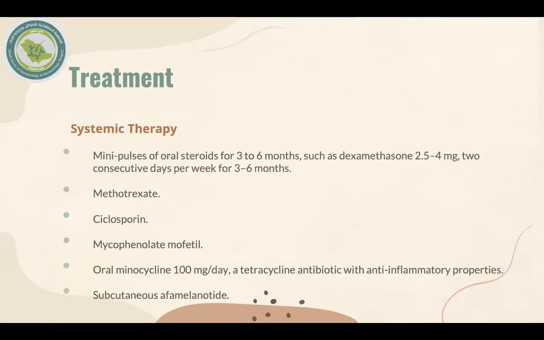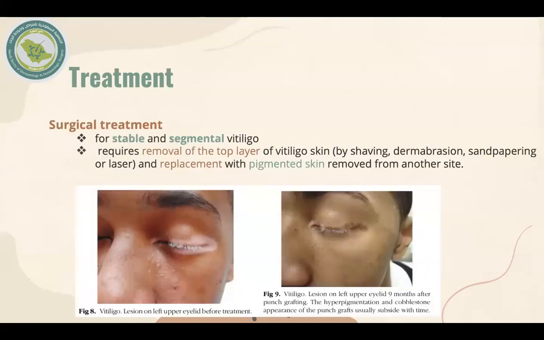Systemic therapy: many pulses of oral steroid for 3 to 6 months, such as dexamethasone, 2.5 to 4 milligrams, 2 consecutive days per week for 3 to 6 months. Also methotrexate, cyclosporine, oral minocycline, and subcutaneous afamelanotide.